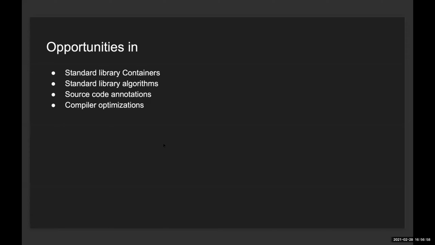I'll talk about, I'm basically showing problems here. I will just give guidelines on solutions, but I'm not showing the exact code which will solve this problem. Otherwise, I would just have committed the code already, right? So the first thing I'll talk about is a couple of issues in the standard library containers, then algorithms, and then source code annotations, and then some specific compiler optimizations.